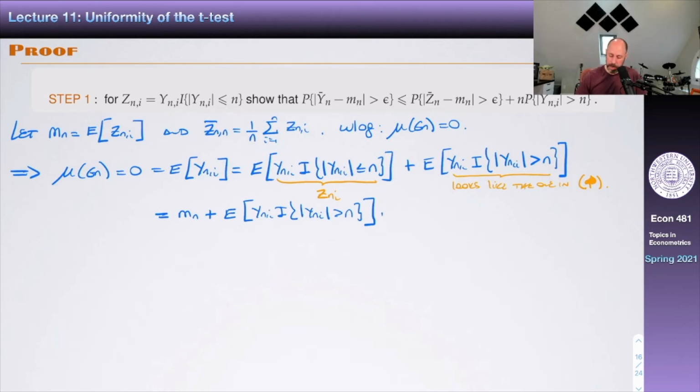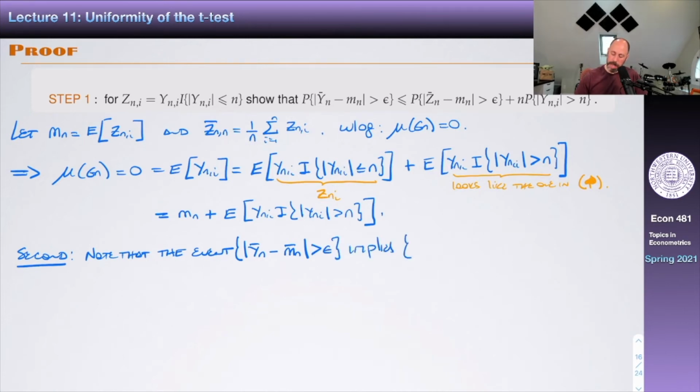Okay. Now, second, I'm going to say, note that the event absolute value of y bar n, I realize I'm using double n sometimes, and well, doesn't matter, this notation being somewhat sloppy, but the event, okay, this guy is greater than epsilon implies that the absolute value of z bar n minus m n is greater than epsilon, or the event that y bar n is different than z bar n.